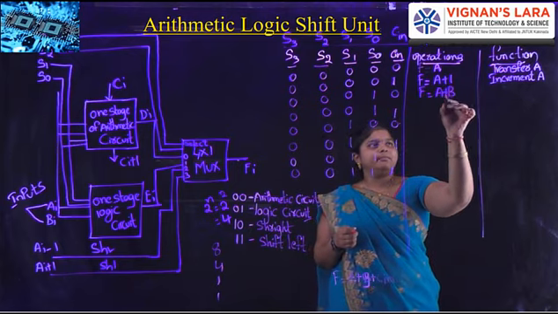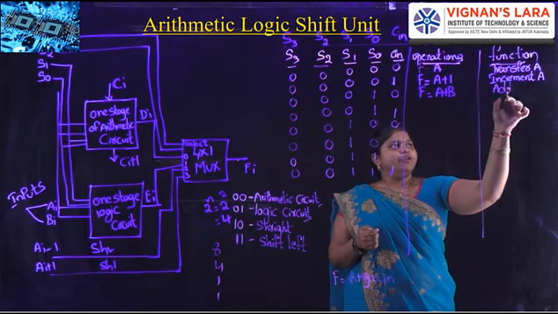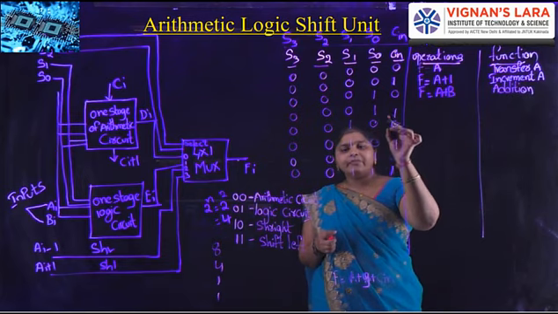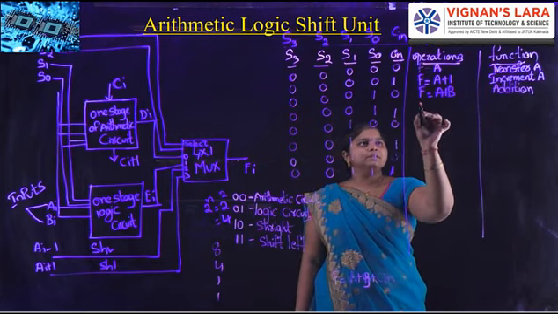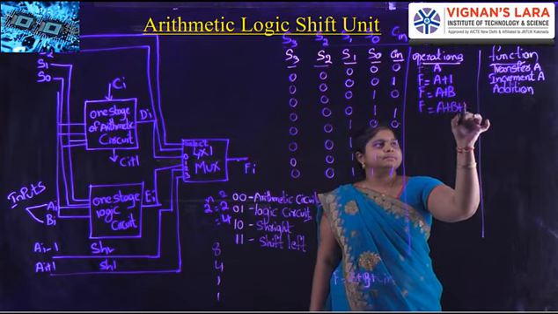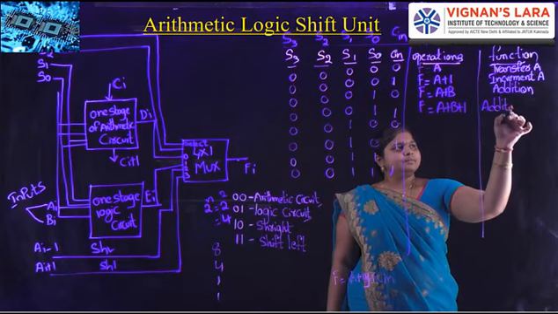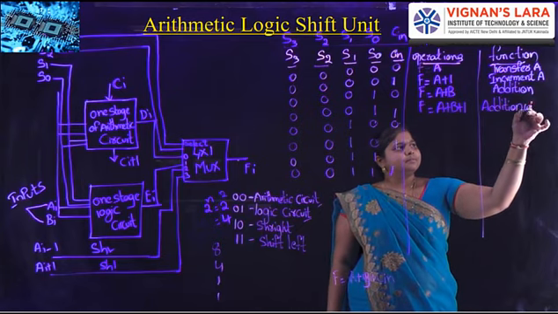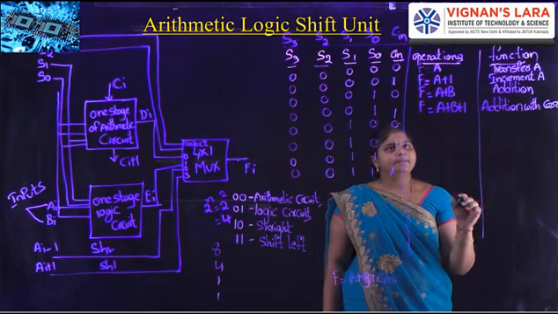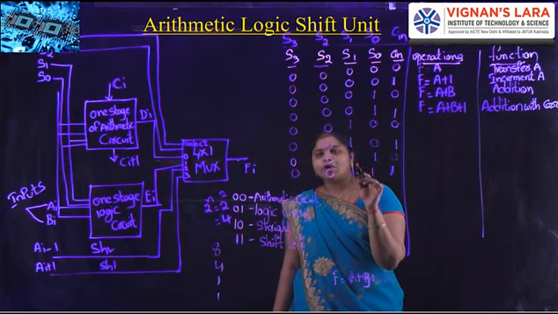Here addition is performed. Next, 1 with carry. Carry means we have to add A plus B plus 1. This is addition with carry. Next, here we take 2 as S1 and S0.